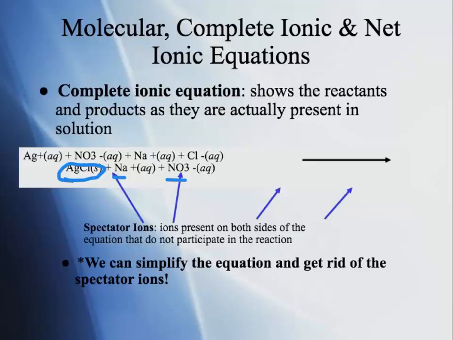All right, so what happens is that we see a lot of the same ions before and after the reaction arrow. We see the same ions, NO3 on both before the arrow and after the arrow. And we see sodium before the arrow and after the arrow. So basically that just means they're just hanging out there the whole time.